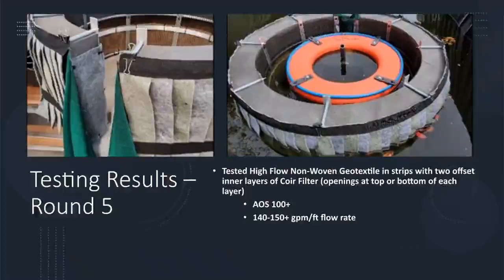Round 5 of testing included a basket that was made of metal instead of HDPE. We tested the high-flow non-woven geotextile. This time we put the geotextile in strips and overlapped them. And then we also had 2 offset inner layers of a courier filter material and had an opening at the bottom of one layer and top of the other layer so that water could pass through the system without going through the filter in case it was completely clogged. The materials had an AOS of 100 or more and a flow rate of 100 to 150 gallons per minute per square foot or more in the case of the courier material.